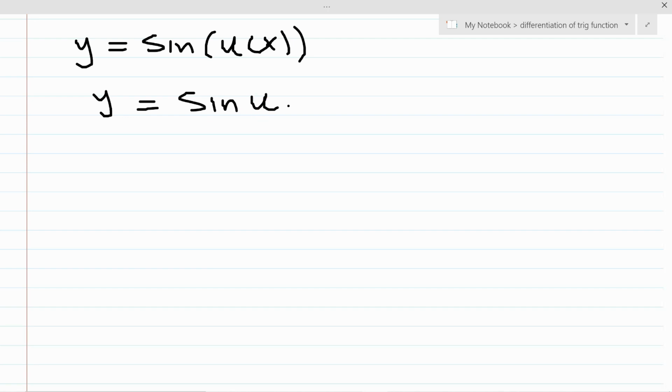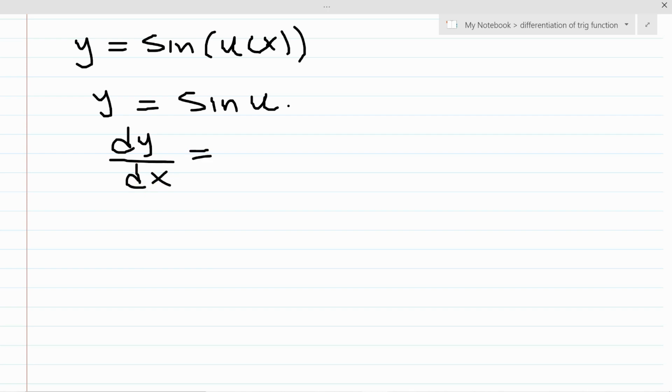Now if I want to differentiate this, remember we've done a video on the chain rule, and I made mention that sine is a function on its own. The sin that you see there is a function on its own, so I can represent the whole of sine u by something. But one thing you should know is that dy dx will be equal to what?